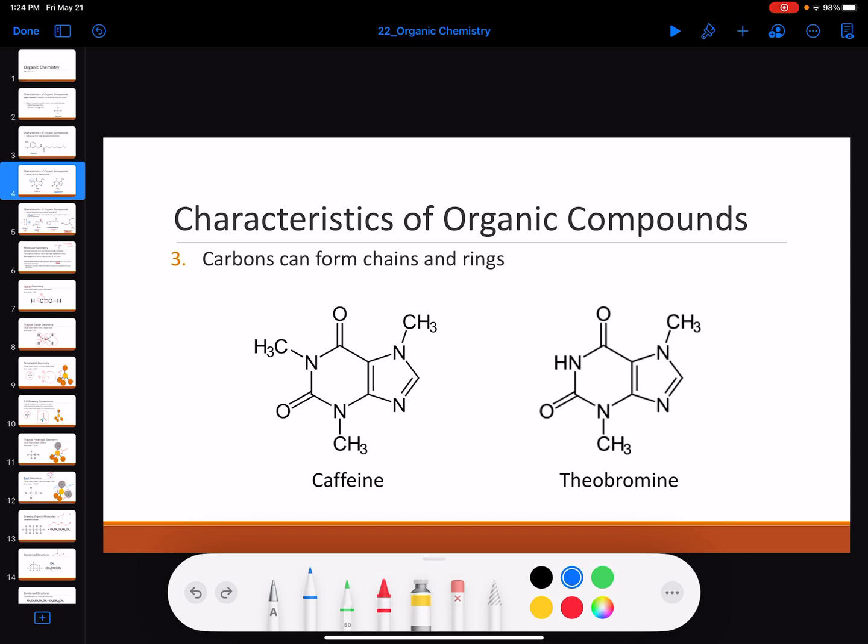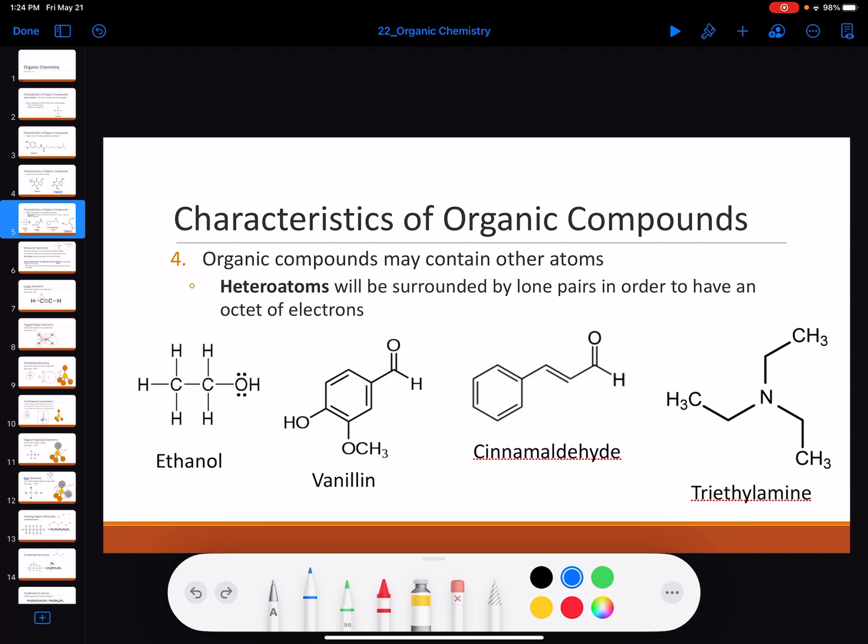Carbon can also form chains and rings. And these organic compounds may also contain heteroatoms. Hetero means different, so these are atoms other than carbon or hydrogen. Anything beyond carbon and hydrogen is a heteroatom.